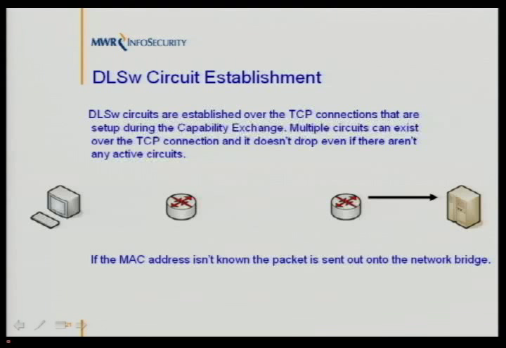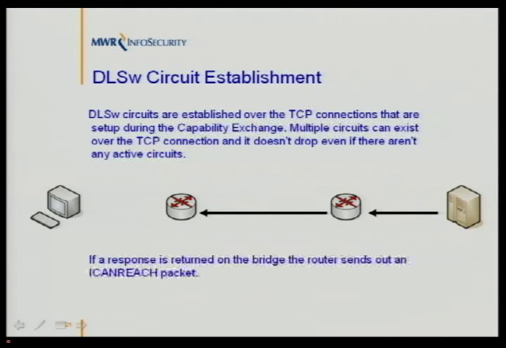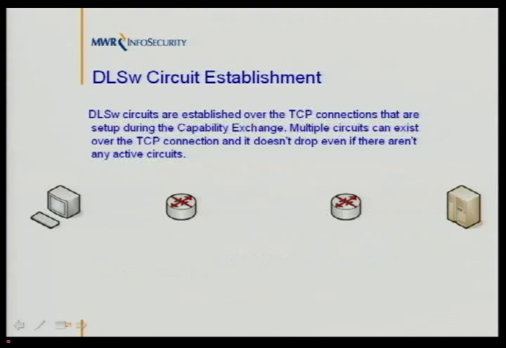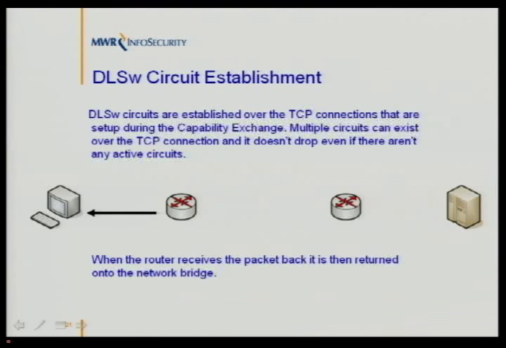If the MAC address isn't known by our remote router, it's then sent out onto its local network bridge. And if it hits its target, we'll get a response back. The router will then send an ICANREACH packet back to the original router saying, yeah, I know where this guy is, and you can actually use me to establish a circuit. Then that packet's sent back to the user.